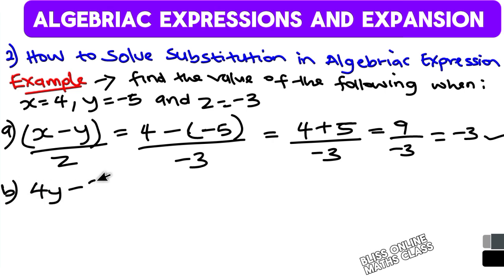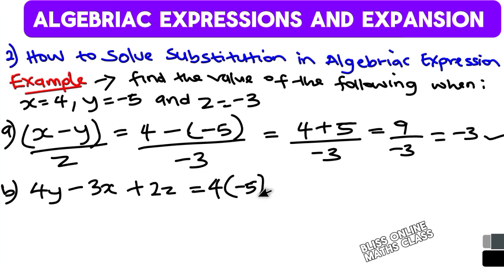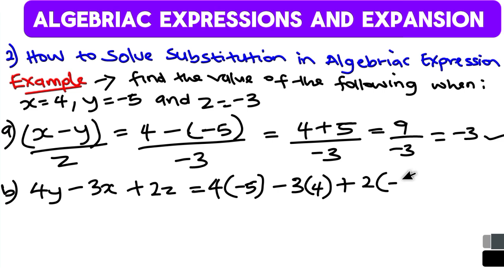Another example we have is 4y minus 3x plus 2z. Remember, we are substituting. So y, this is equal to 4y. y is equal to minus 5. This is 4 times minus 5, minus 3x. x is 4. That is minus 3 bracket x is 4, plus 2z. z is minus 3. So this is 2 brackets minus 3. So we are going to be multiplying. 4 times minus 5 will give us minus 20. 4 times minus 5 is minus 20.